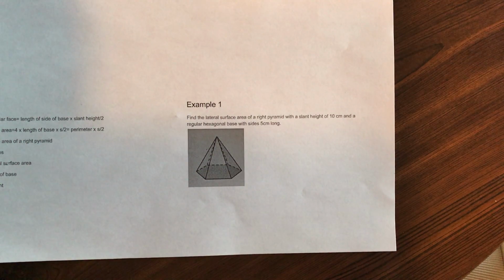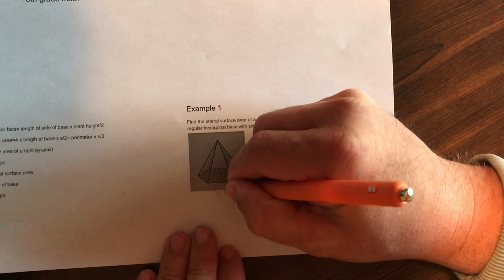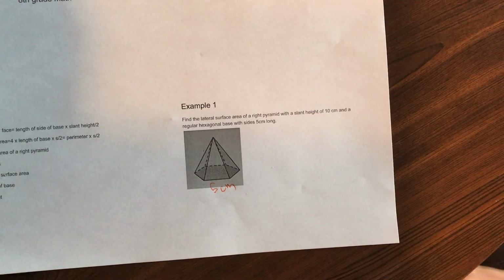Anyway, with that being said, on this object here, we have a pyramid, a little bit different kind of pyramid because you're looking at the base and you have one hexagonal pyramid. Find the lateral surface area of a right pyramid with the slant of 10 centimeters and a regular hexagonal base with sides 5 centimeters each. So each side here is 5 centimeters. That's the first thing I'm going to look at.